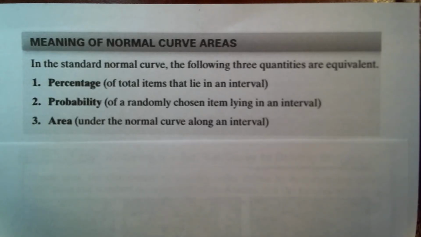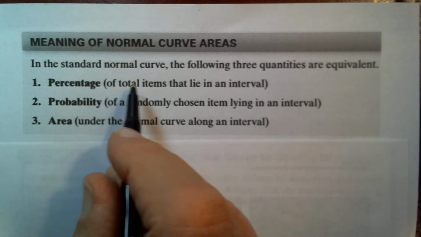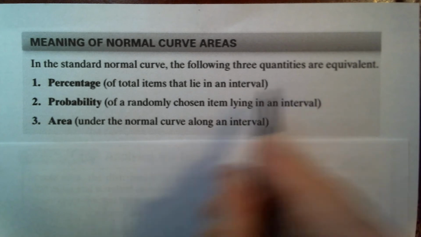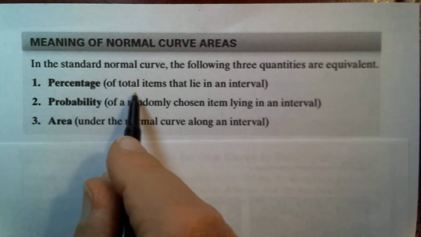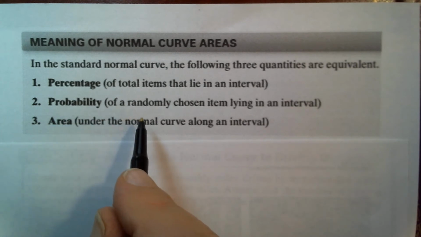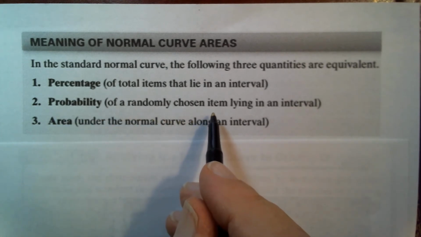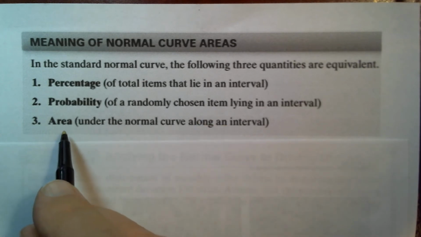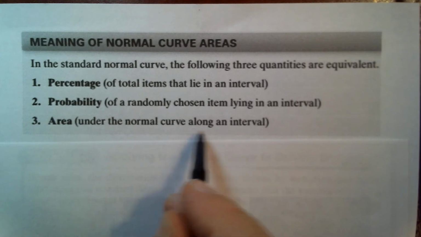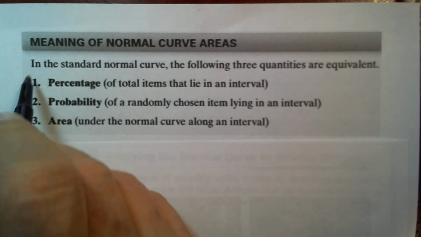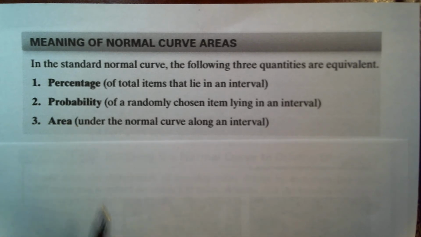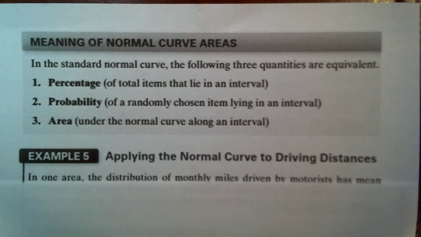Based on what we've learned so far, for the standard normal curve, the following three quantities are equivalent, so they mean the same: the percentage of total items that lie in an interval, the probability of a randomly chosen item lying in an interval, or the area under the normal curve along an interval. All these three things mean exactly the same: the percentage, the probability, or the area. So let's apply this to an example here.